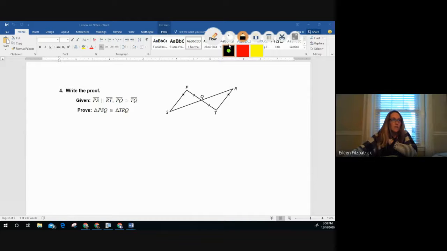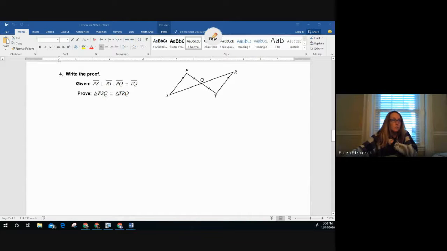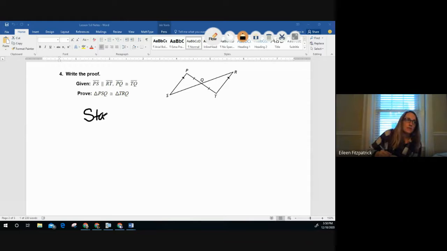All right, so let's see. Let me get my statements and reasons set up. Statements. I need to write smaller. Sorry, I'm going to run out of room. It's not a super long proof or anything, but statements, reasons. Okay, so a few things to note.